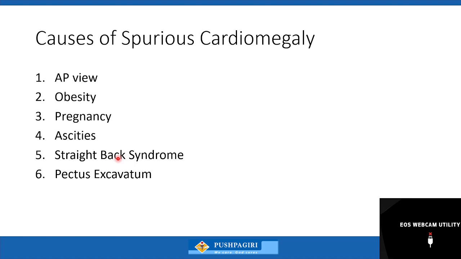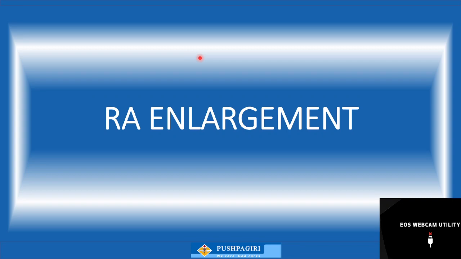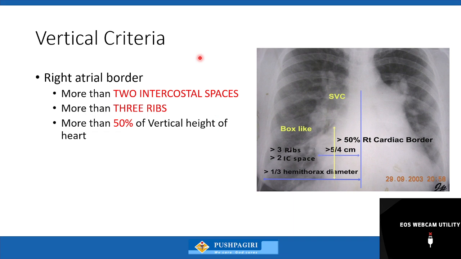So now we'll go into the individual chamber enlargements, the criteria to diagnose individual chamber enlargements from X-ray. One is the right atrial enlargement. For right atrial enlargement we have a vertical criteria as well as a horizontal criteria. The vertical criteria is, if this right atrial border occupies more than 2 intercostal spaces, or more than 3 ribs, we can say it's right atrial enlargement.